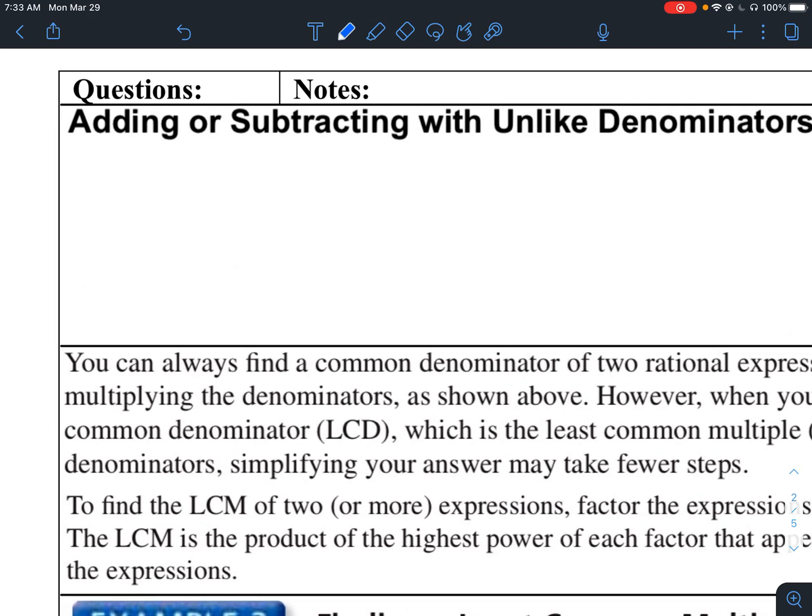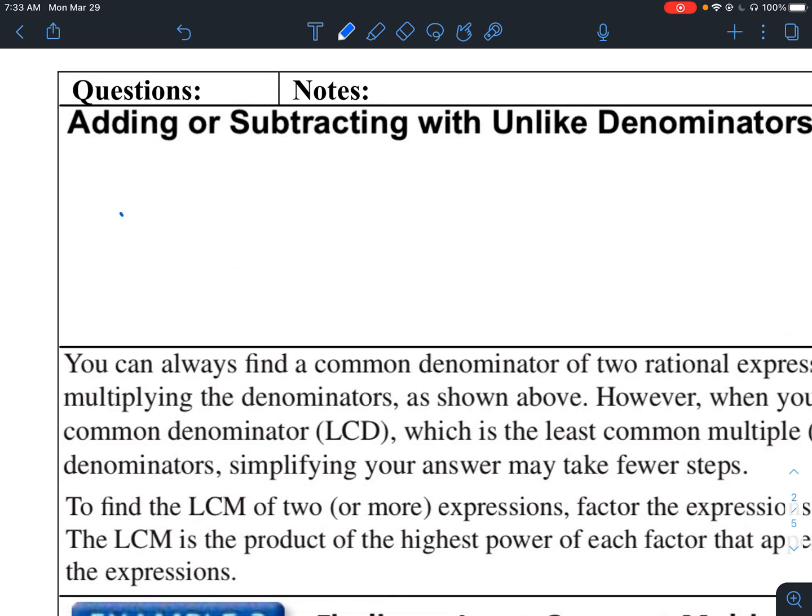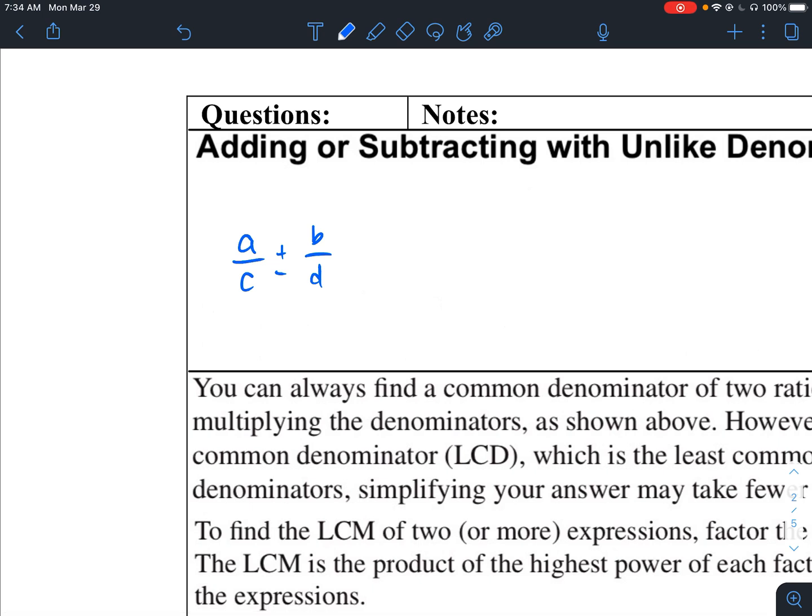So first of all, the property is stated as: if you have a divided by c and you add or subtract b divided by d, now you see here that our denominators are not the same. And so we have to have a common denominator. And so the common denominator here has to be composed of factors of c and d. So the left only has a factor of c and the right only has a factor of d.